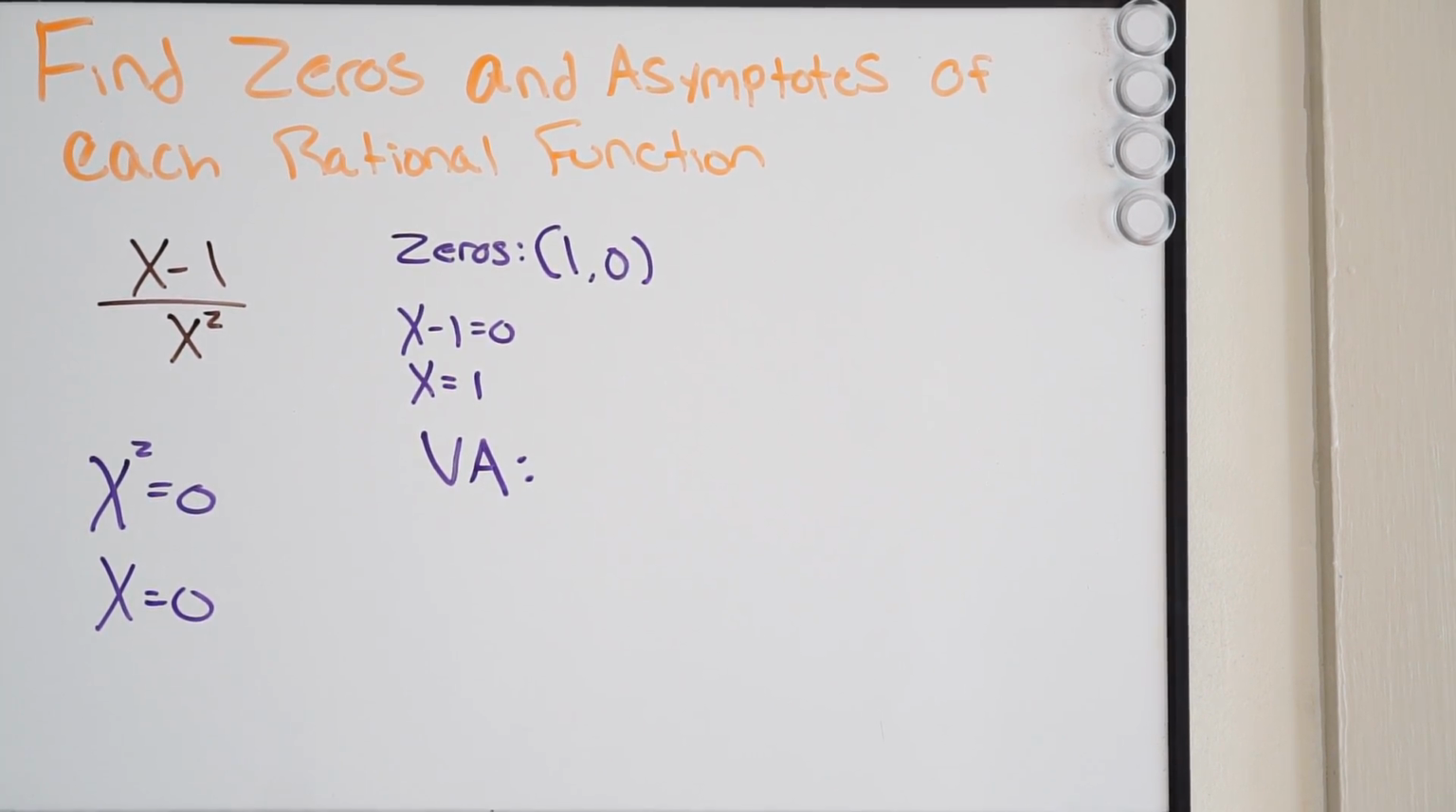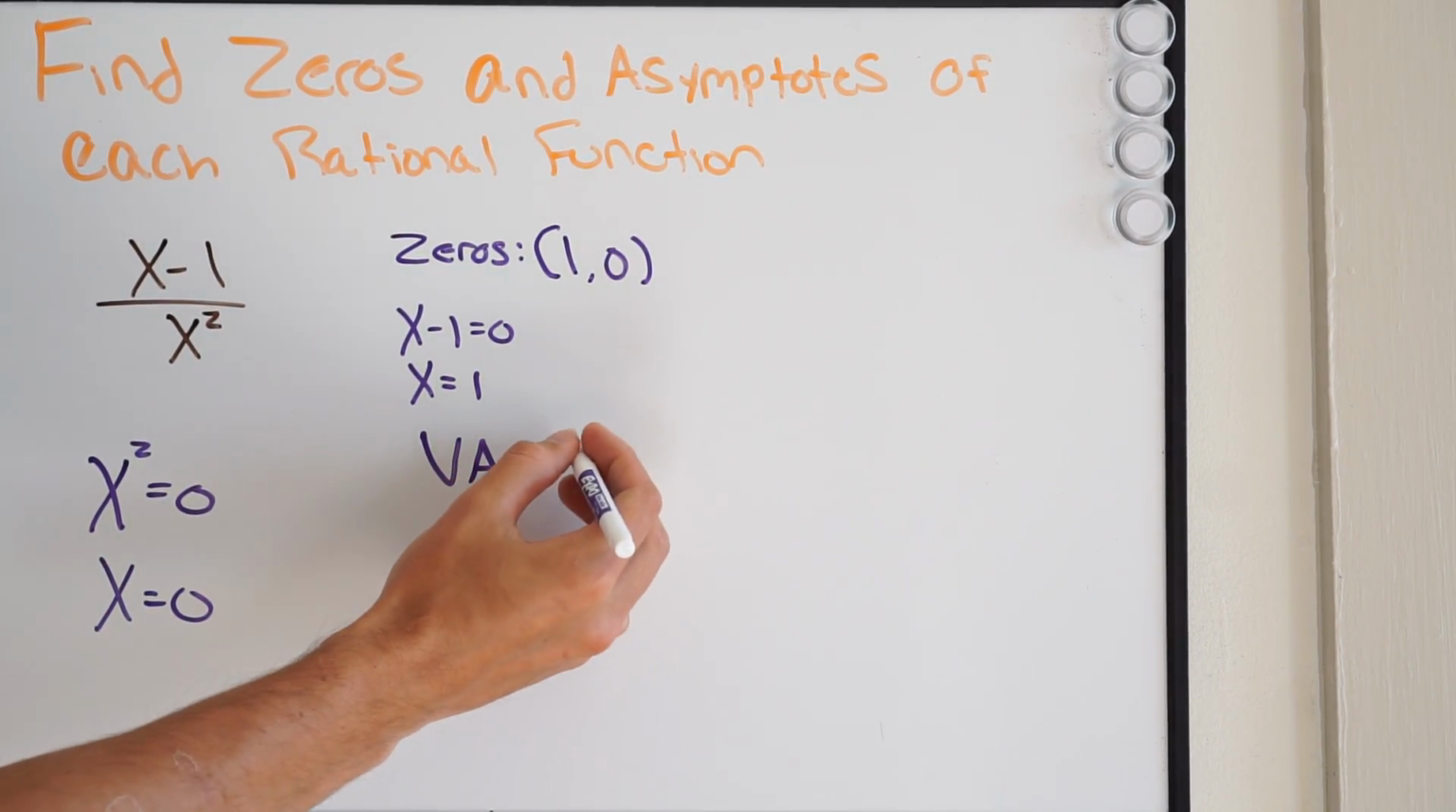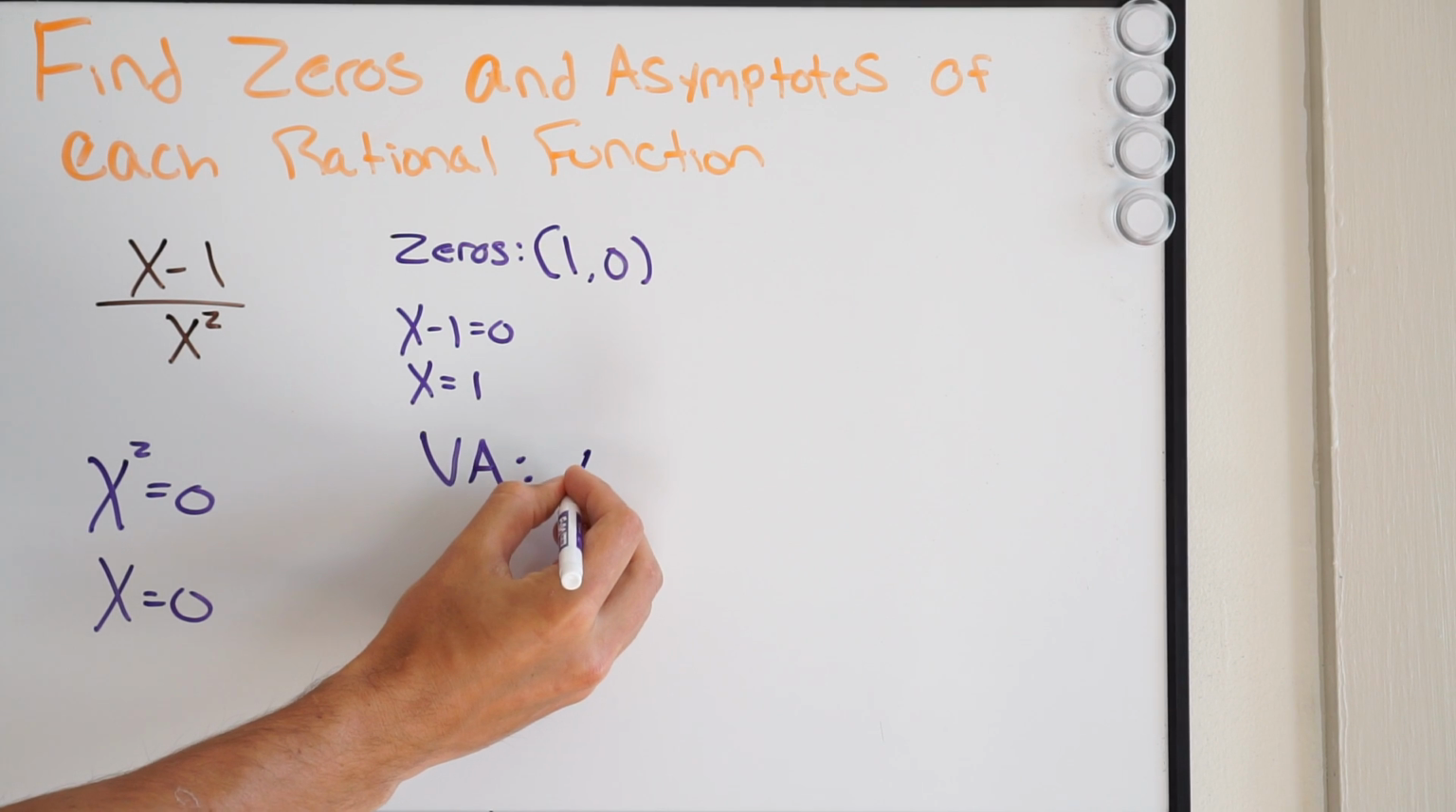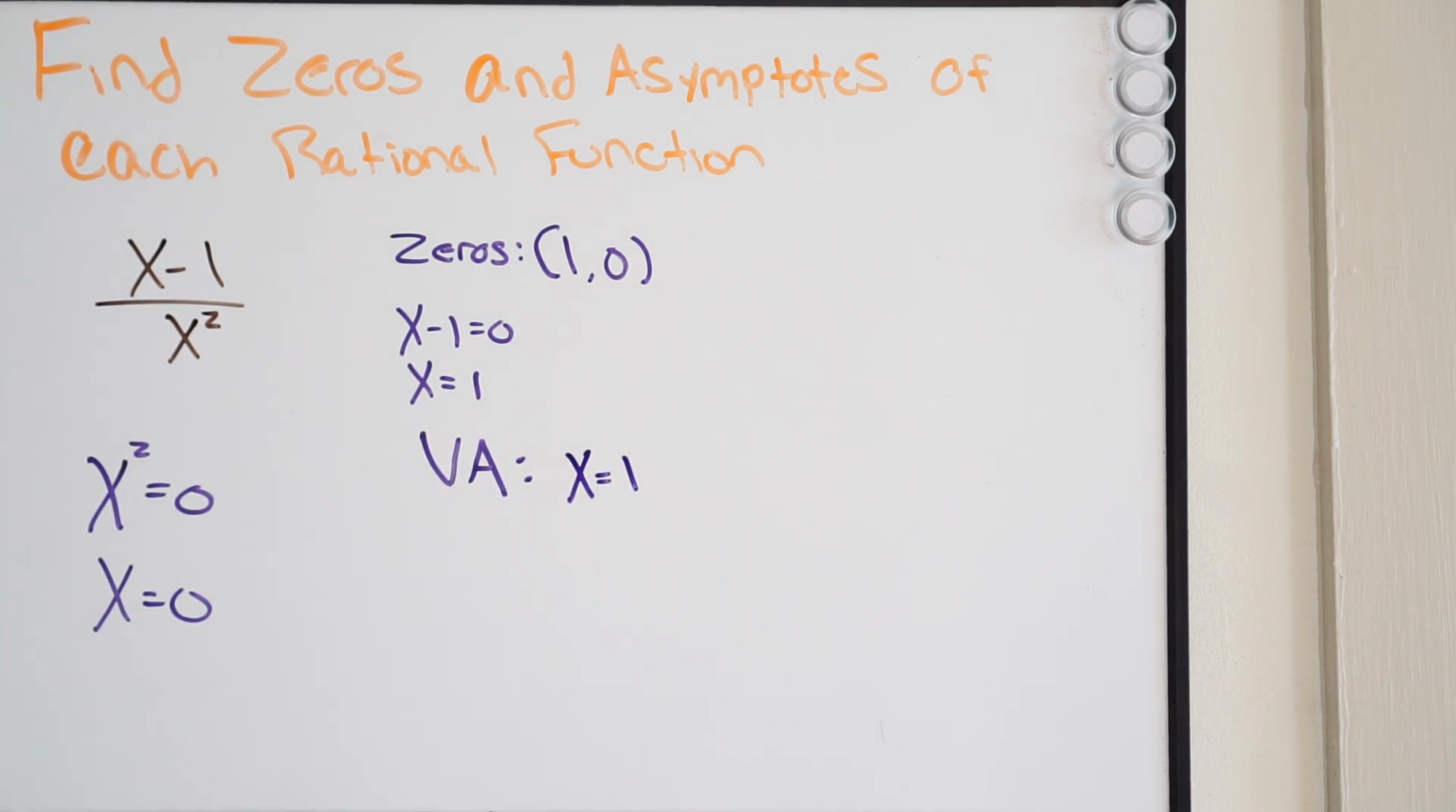So this tells me that my domain is going to be all real numbers except for 0, okay? So it can't be 0. So that tells me what the vertical asymptote is going to be. It's going to be at x equals 0. Okay, so we can put here, vertical asymptote is going to be x equal to 0. Okay, and that's going to be your vertical dashed line.